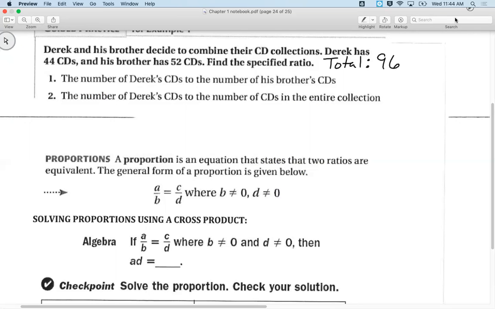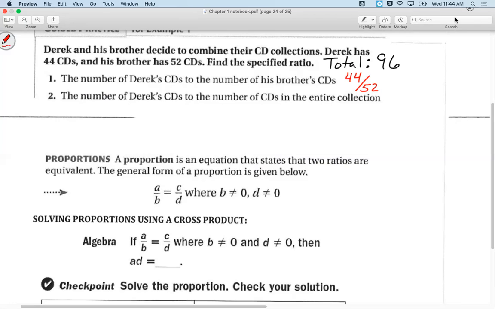Mike, how many CDs does Derek have? He has 44 CDs and his brother has 52. And how many does his brother have? 52. Right. So 44 or 52? Yep.